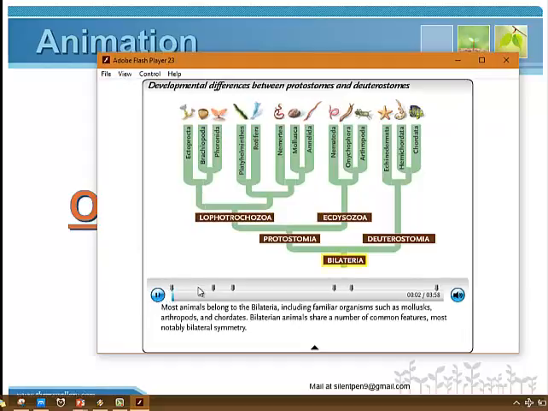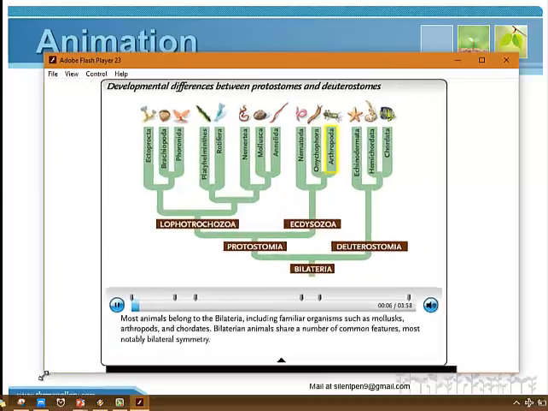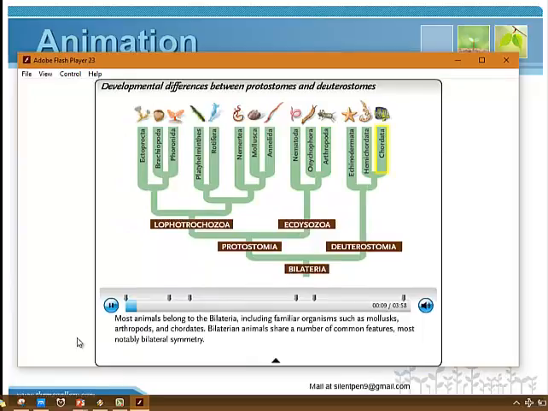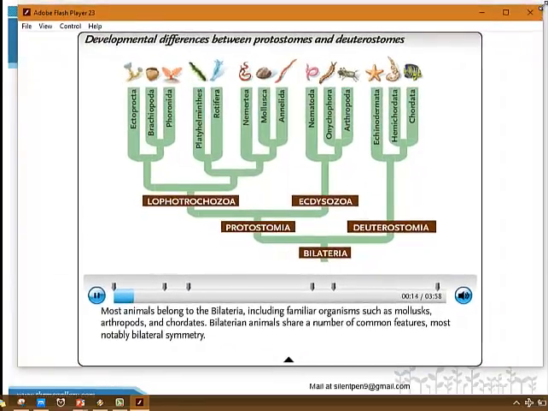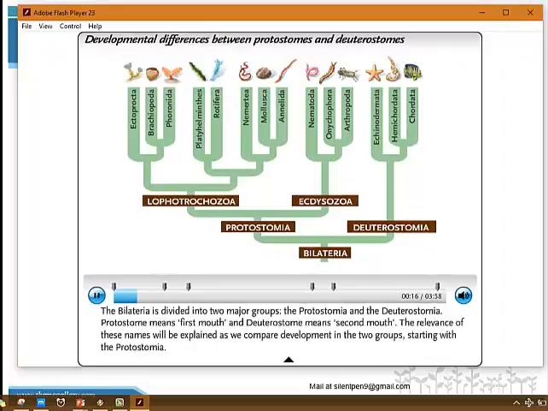Most animals belong to the Bilateria, including familiar organisms such as mollusks, arthropods, and chordates. Bilaterian animals share a number of common features, most notably bilateral symmetry. The Bilateria is divided into two major groups, the Protostomia and the Deuterostomia. Protostome means first mouth, and Deuterostome means second mouth. The relevance of these names will be explained as we compare development in the two groups, starting with the Protostomia.